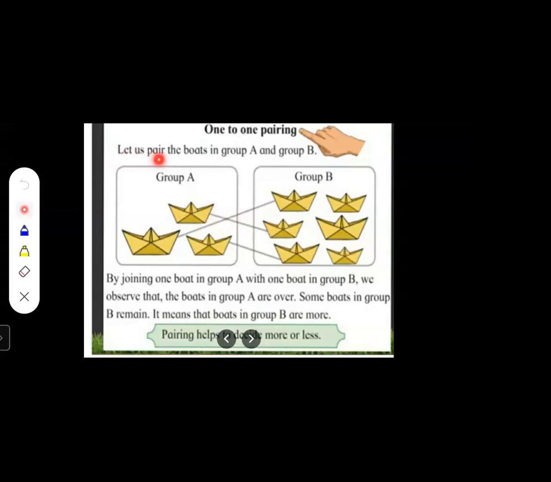Okay, now let us pair the boats in group A and group B. So we are going to pair the boats in group A to group B. Okay, so see over here. First one, it is done for this one, here for this, and this one for this. Now you can see over here, see, boats are remaining. Your boats are finished in group A. But in group B, still boats are remaining, right?